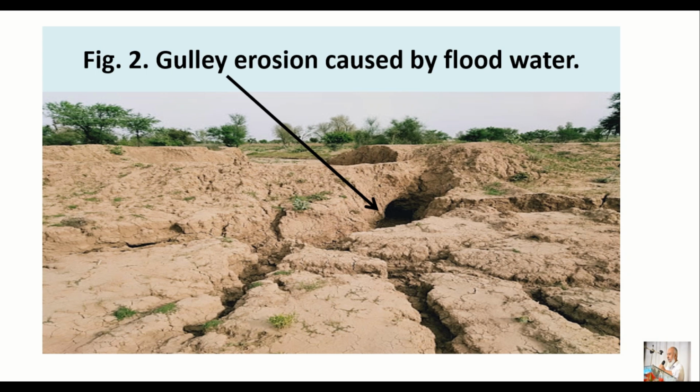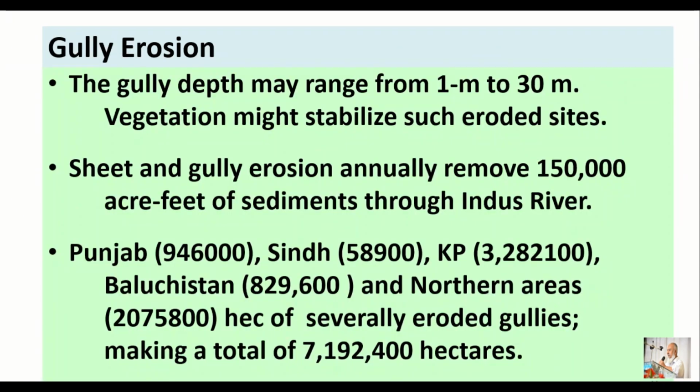This is one gully erosion you can see. This is nearby Agriculture University. Flood is there. You can see all these are gullies. This is gully, this is gully, this is gully, and you can see no plants, nothing, only slope. So the situation is very adverse. Gully depth may range from 1 meter to 30 meters.